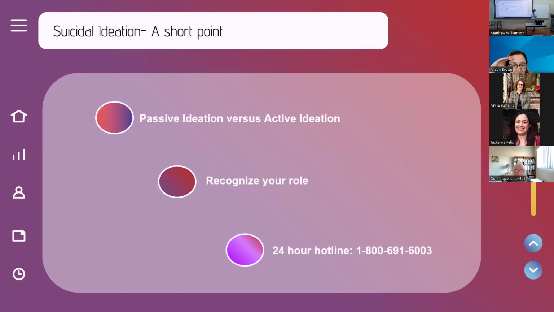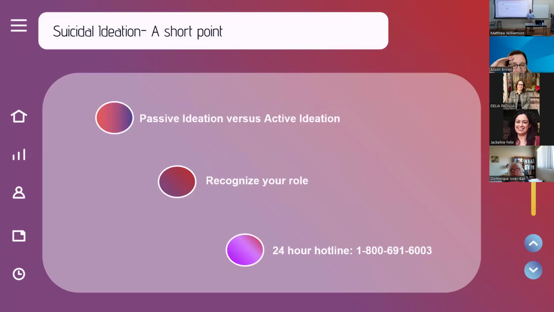But passive ideation versus active ideation. A lot of times people actually experience suicidal ideation, even mental health clinicians. Many of our students experience passive thoughts of suicidal ideation for years, and they learn to live with it and manage it. And they can come and go, or they can be constant. But it is scary to hear, right? When we hear that someone is feeling that they might not want to wake up tomorrow, that's a scary thing for us to sit with and to hear.